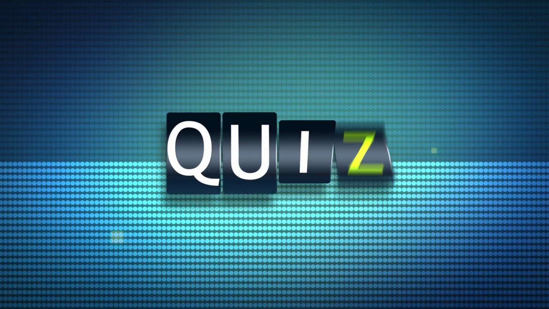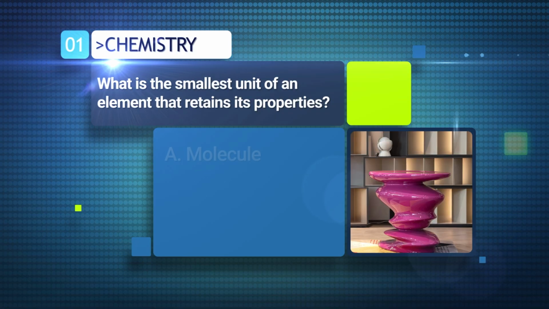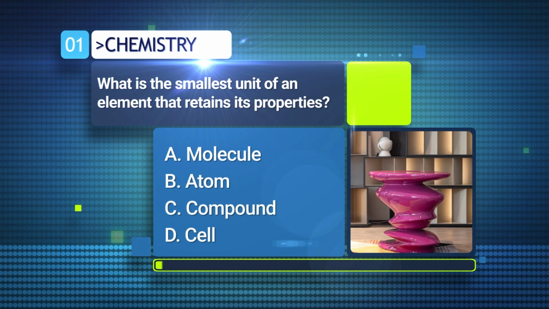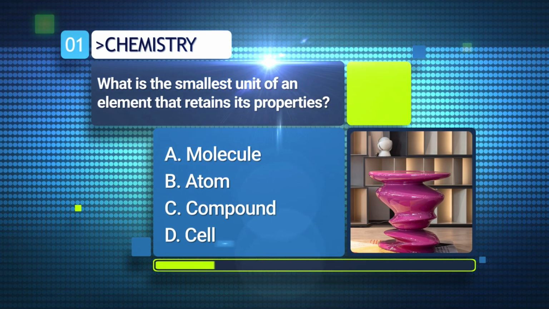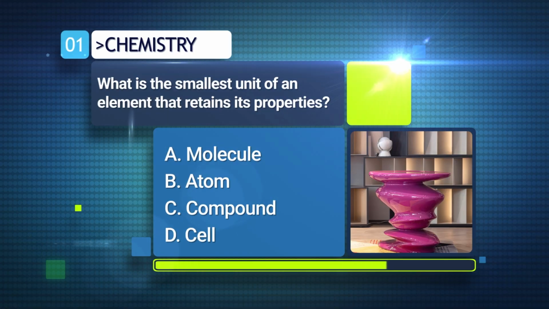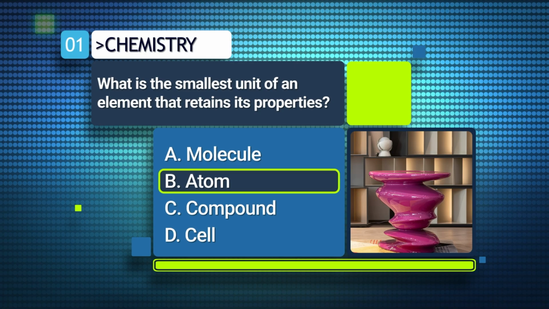U.S. School Chemistry Fundamentals Quiz. Number 1. What is the smallest unit of an element that retains its properties? A. Molecule. B. Atom. C. Compound. D. Cell. The answer is B.